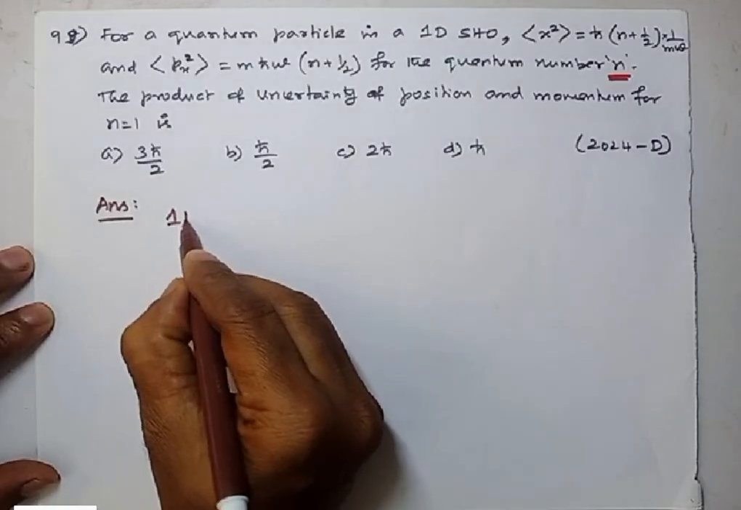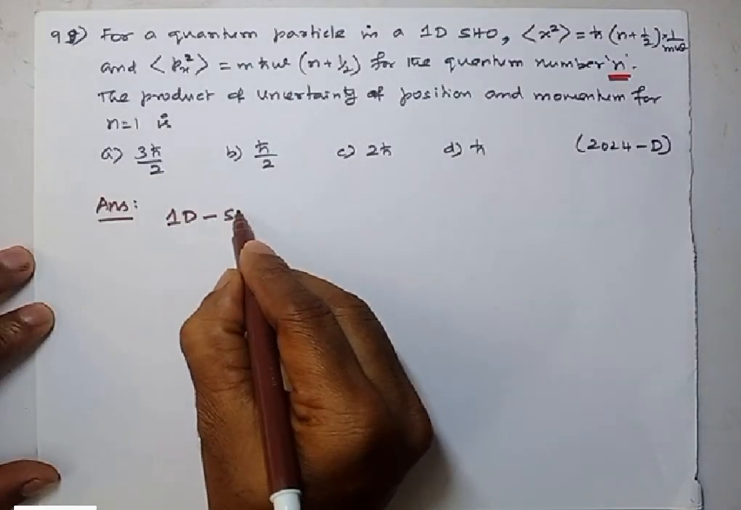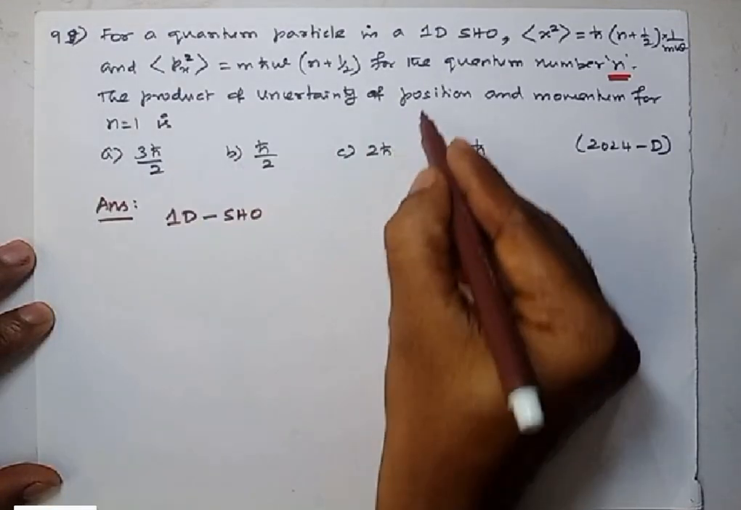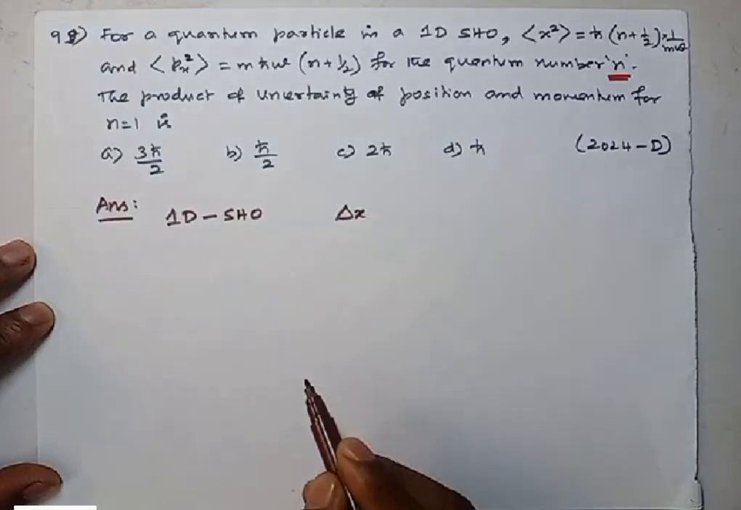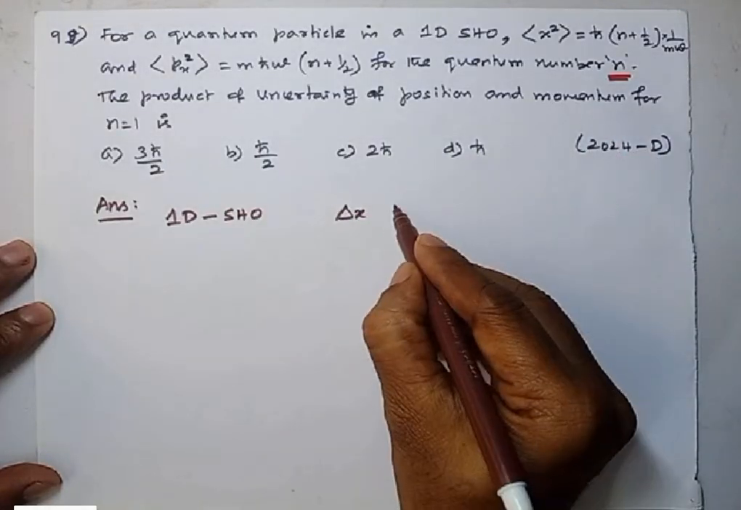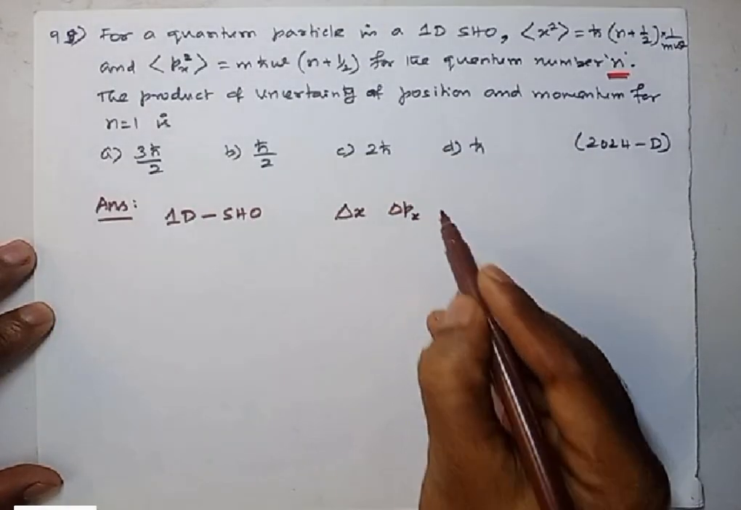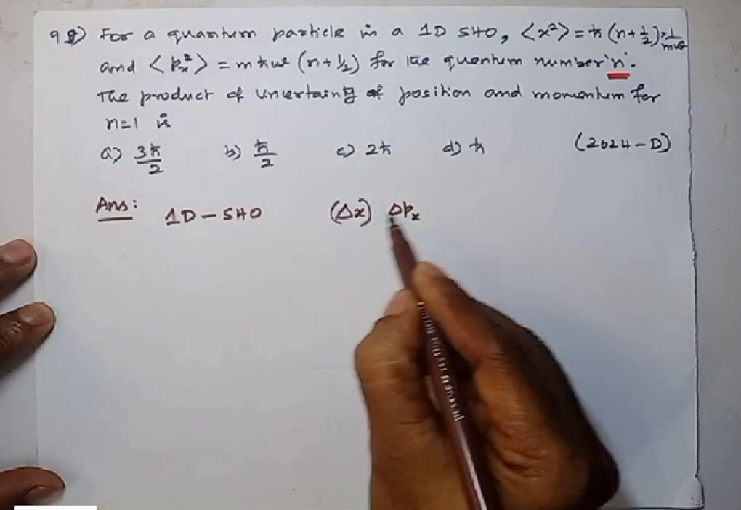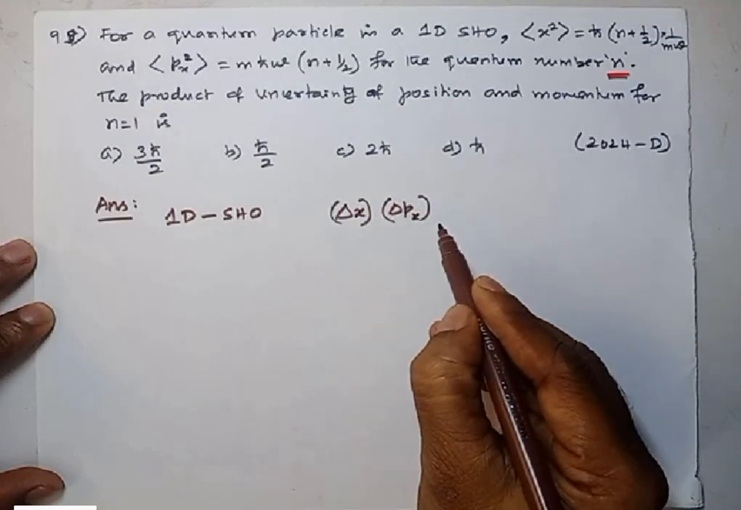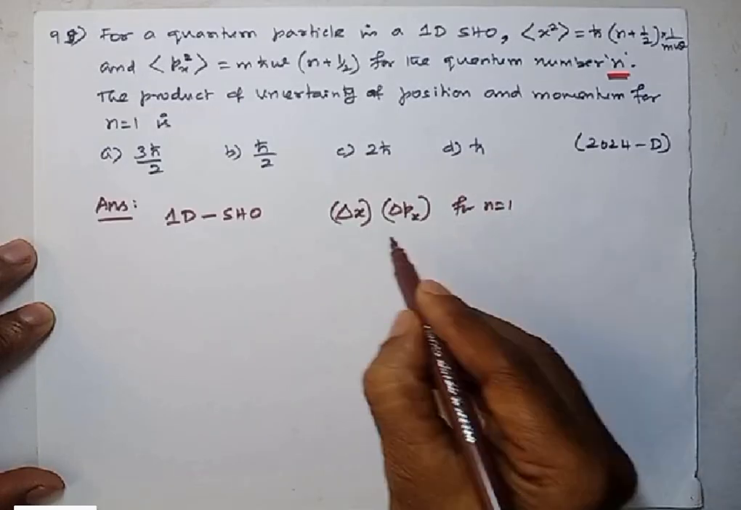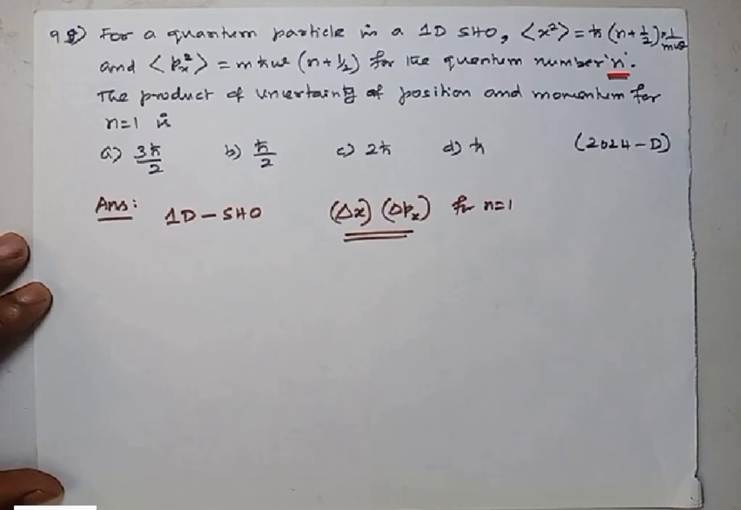See the problem given, the system given here is a one dimensional simple harmonic oscillator, and they are asking for the product of uncertainty in position, that is delta x, and momentum, that is delta px, for the n equal to 1 state. We need to find out this product for the n equal to 1 state.